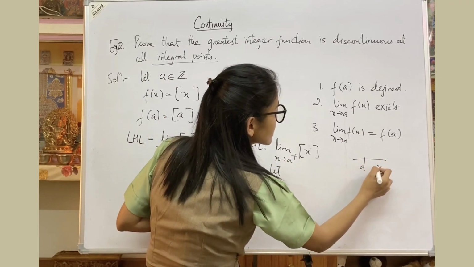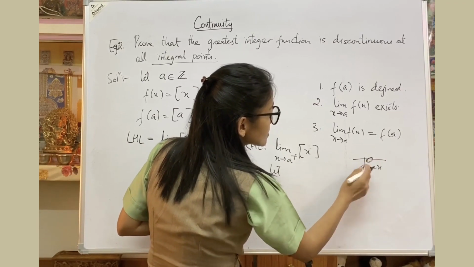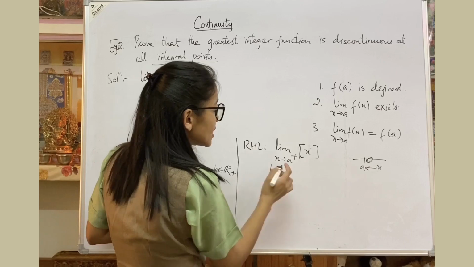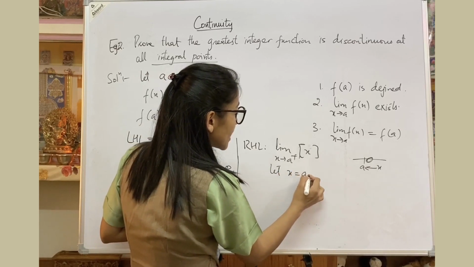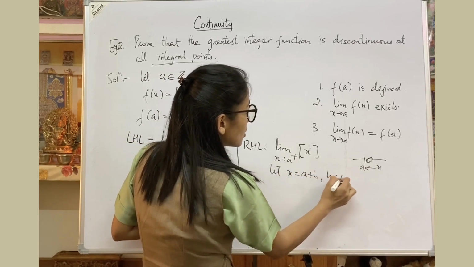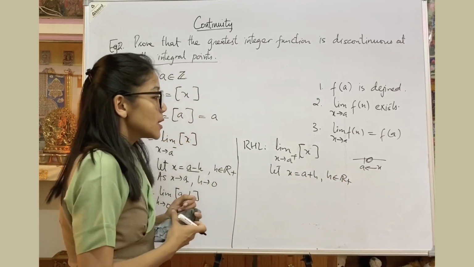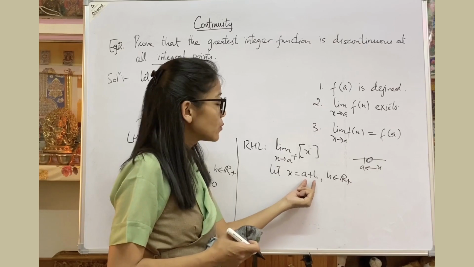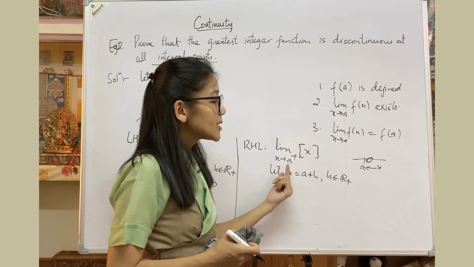This is a, and x is coming towards a from the right, so x will be somewhere here, which means x is greater than a. To show that, I will write let x equal a plus h, where h is some positive real number, which means when you are adding a small positive real number to a, then this x will obviously be greater than a.